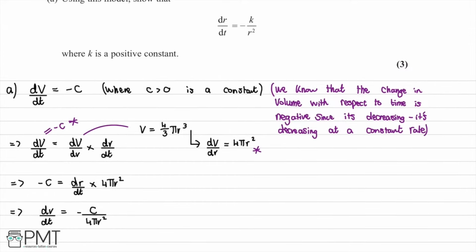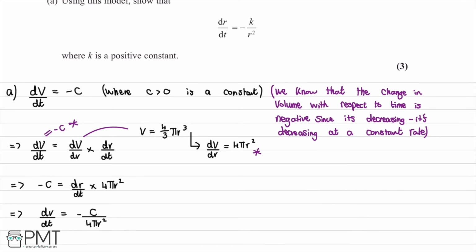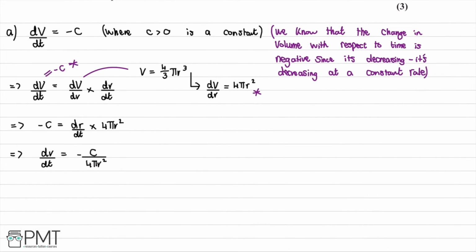And then again, we look back at the question, we're asked to show that this is equal to negative k over r squared, where k is a positive constant. So what we can do is we can take everything here that's not r squared and make it into a constant and label that as k. So we'll just write then, what we're going to do is we're going to let k, which is a constant, be equal to c divided by 4 pi.